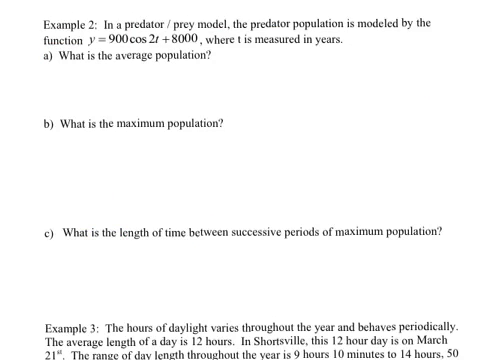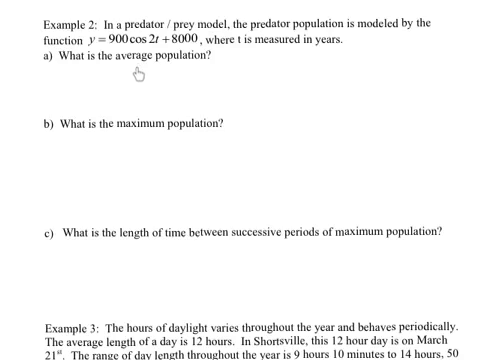Okay, so now we're just going to interpret an already given function. And here it is. I have a predator-prey model, where the predator population is modeled by 900 cosine of 2t, and then we have a midline shift again of 8,000. T is measured in years this time. So I just want to answer some of these questions here.